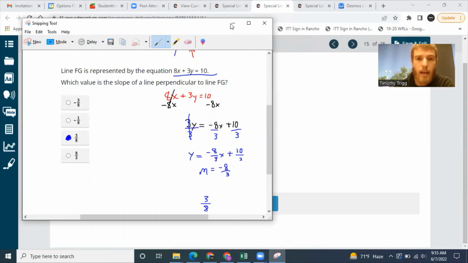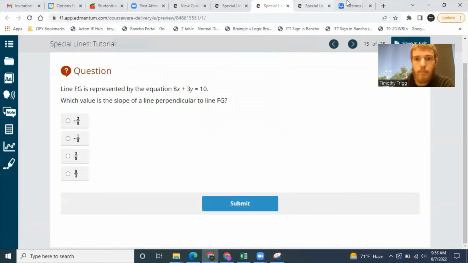Okay. And I can kind of show that. I could show that on Desmos too. Let's see, it's 8x + 3y = 10.